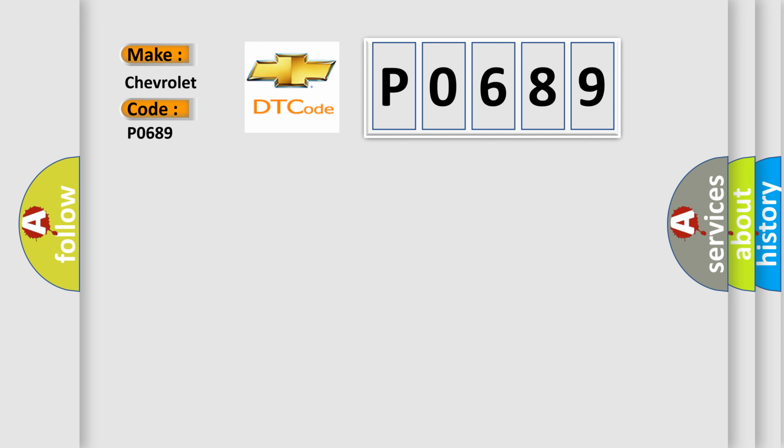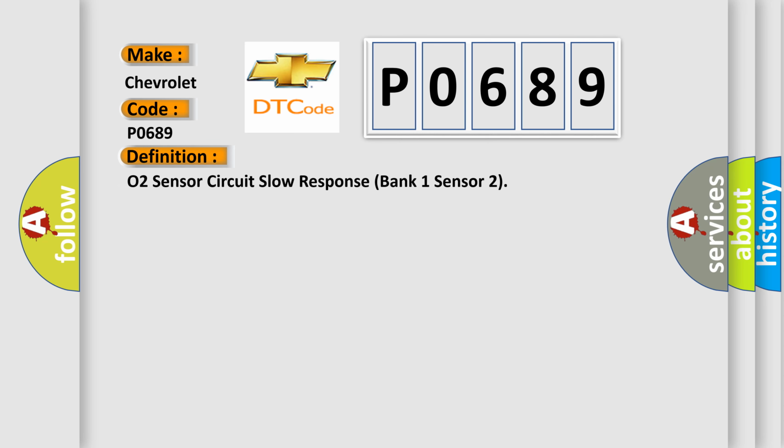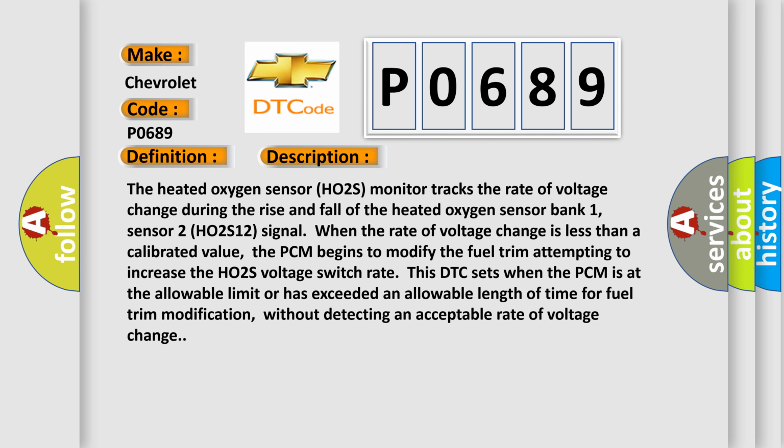The basic definition is O2 sensor circuit slow response bank 1 sensor 2. And now this is a short description of this DTC code. The heated oxygen sensor HO2S monitor tracks the rate of voltage change during the rise and fall of the heated oxygen sensor bank 1, sensor 2 HO2S12 signal. When the rate of voltage change is less than a calibrated value, the PCM begins to modify the fuel trim attempting to increase the HO2S voltage switch rate.